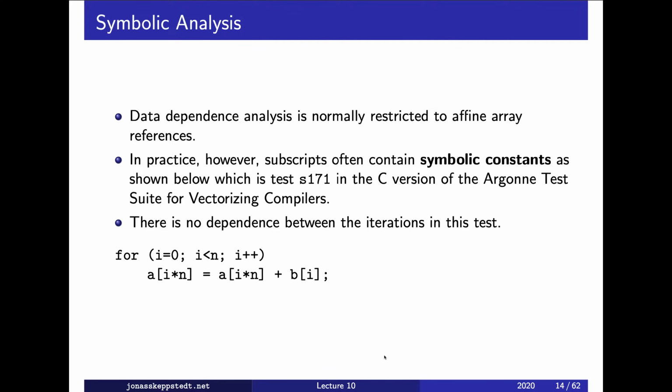Sometimes a loop can be analyzed and parallelized without the references satisfying the criteria to be affine, such as in this example, which can be analyzed using symbolic analysis. This example comes from a collection of loops called the Argonne test suite for vectorizing compilers. It is a collection from real codes used for supercomputers, which was collected by the Argonne National Laboratory in the United States.